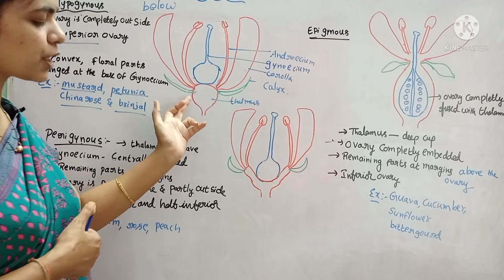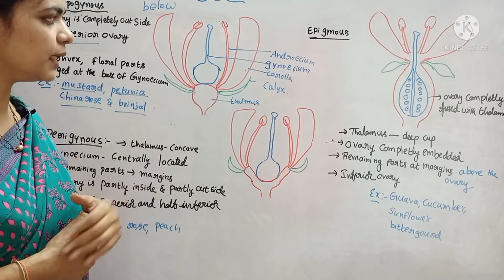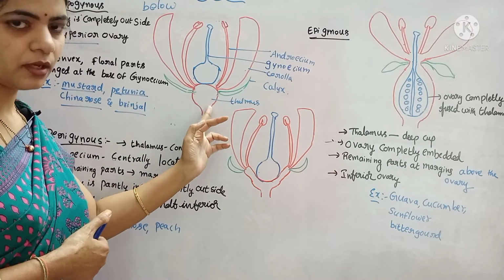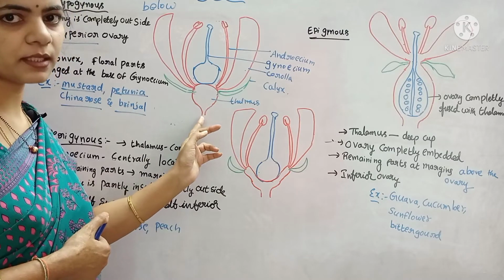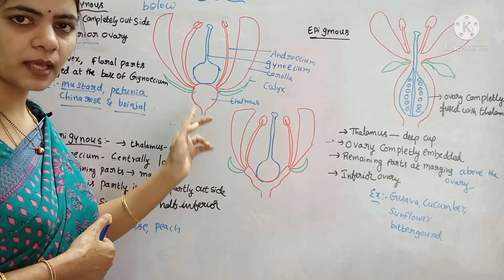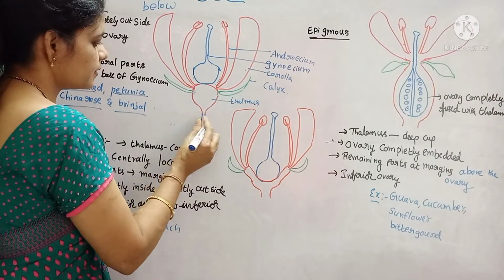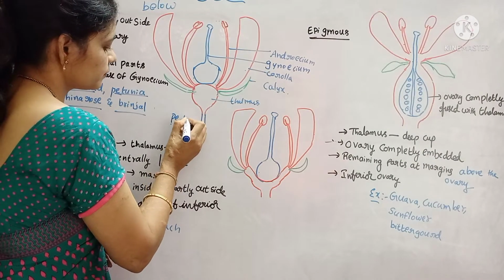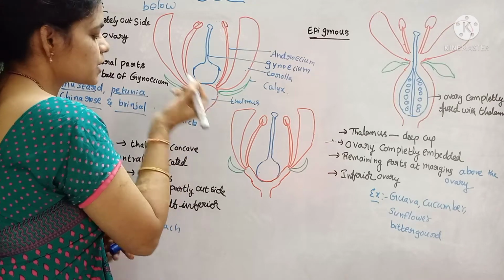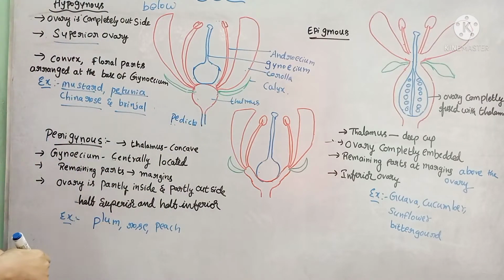So what is the thalamus actually? The thalamus is a swollen structure present on the pedicel. The swollen structure present above the pedicel is called the thalamus. This is the pedicel. Above this there is a swollen structure, which is called the thalamus.